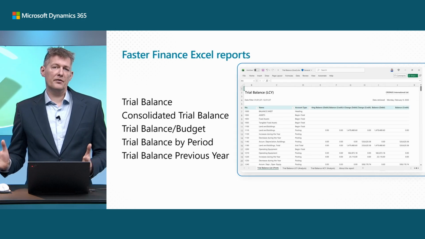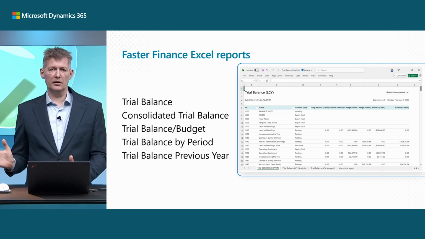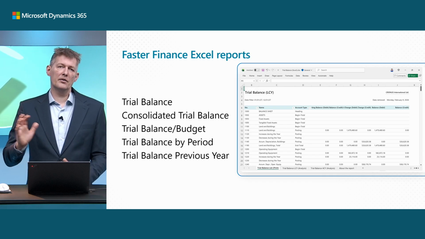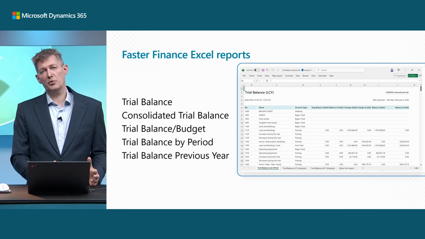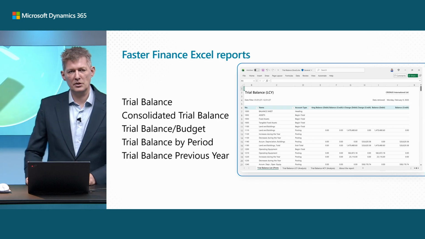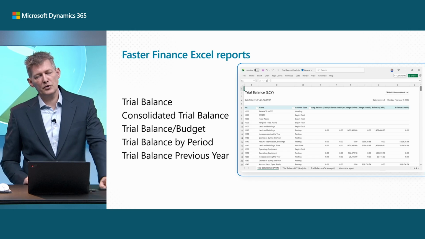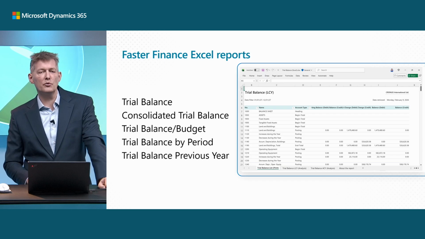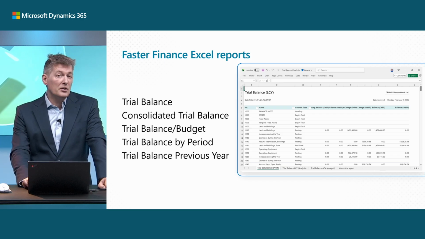Another thing: the types of reports in Business Central that all started the Excel layouts wave back in version 25. What we shipped back then was a lot of trial balance reports in finance and some other things. Those finance reports were not fast. So we took the time to actually performance tune them, from the trial balance all the way down to trial balance previous year. And they run much faster.